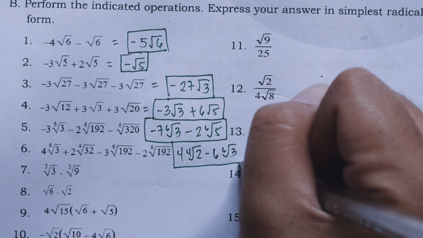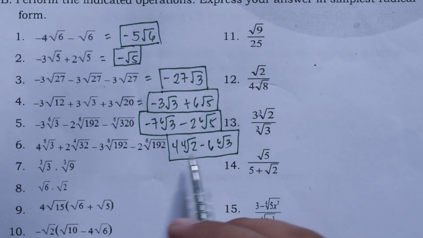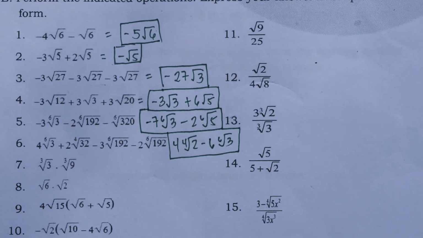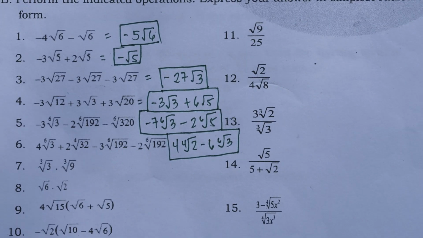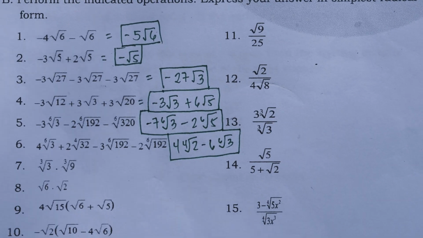Mambaliktad po. Yung kanina po nauna po si negative 6, 6 root of 3. Wala pong kaso yon. Kahit magkabaliktad basta same pa rin yung sign yun pa rin. Inuna ko lang to para mas maganda tingnan. Positive yun nasa unahan. Nakuha. So, yun po yung nakuha natin dalawang answers sa numbers 5 and 6. We will now proceed with number 7.